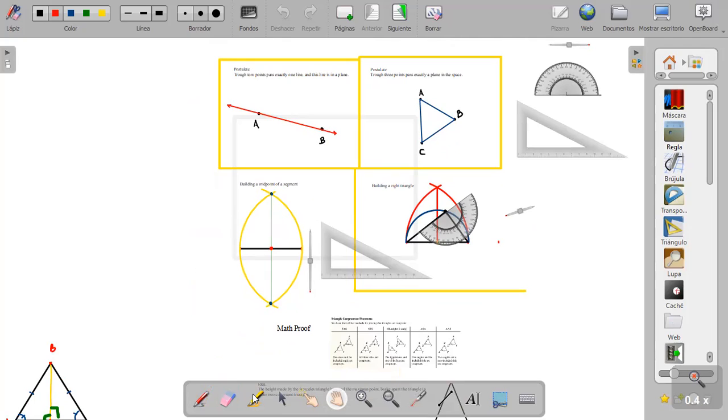Les adelanto un poquito. ¿Qué tendrían que hacer para responder la primera parte de la tarea? Bueno, podrían extender esta recta más arriba, seleccionar un punto cualquiera y luego cerrarlo. ¿Qué se va a generar? Ya saben ustedes la respuesta.